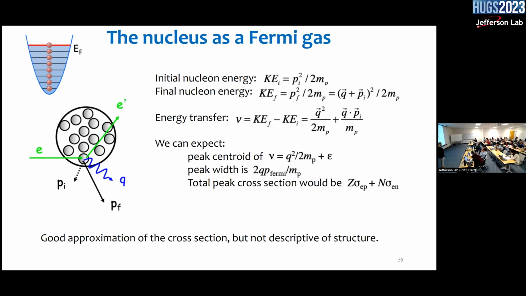And so for the total peak cross section, you could start to think of scaling it as the number of protons in the nucleus times the probability of electron-proton interaction, plus the number of neutrons in the nucleus times the cross section probability of electron-neutron scattering. So this is a really good approximation of the cross section in quasi-elastic scattering, and it works pretty well, but it doesn't tell you much about the structure at this point.